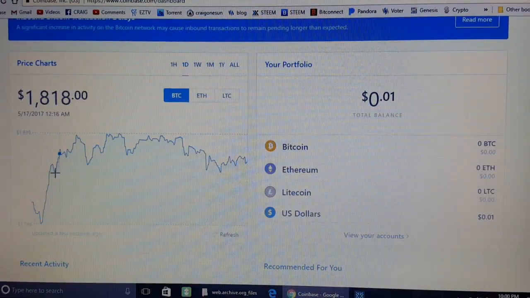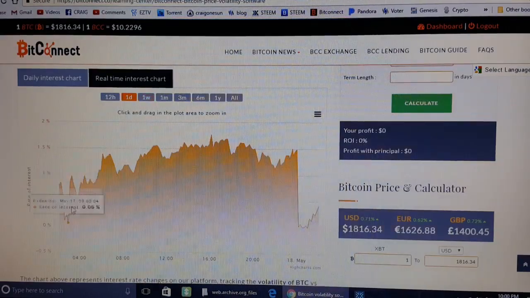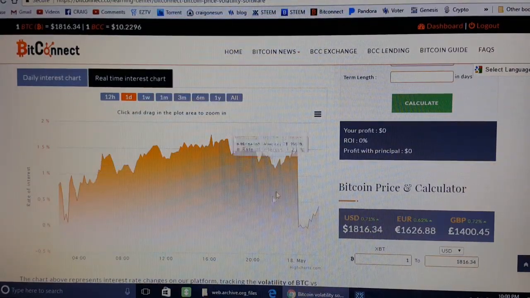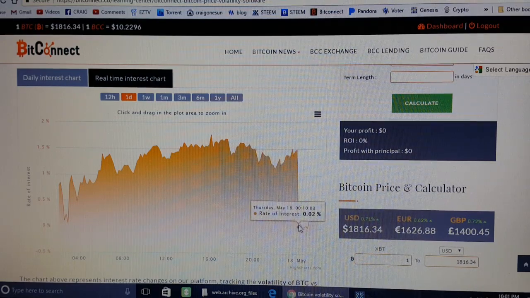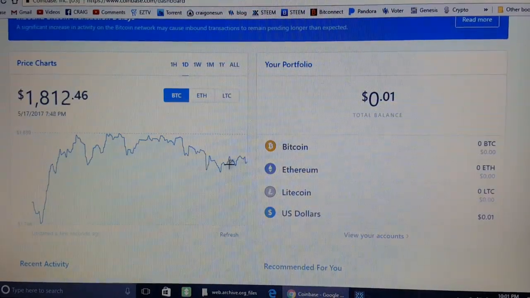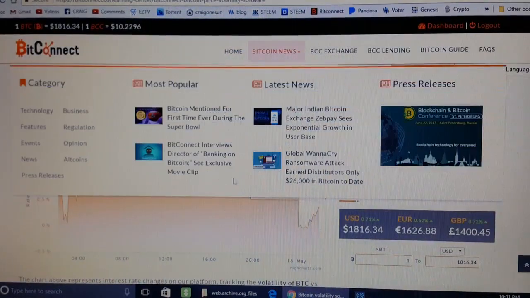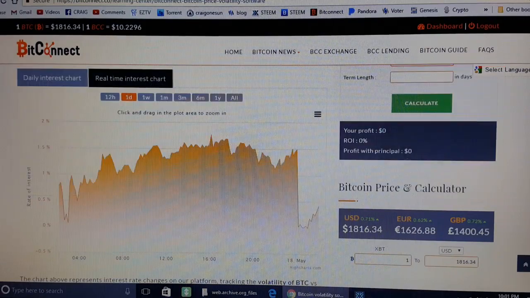So as you see, there's something going on over here, some kind of big rise or dip. And over here, you can see it. The bot earned something here. Something happened here. The bot did something. The interest went down right here. But on Coinbase, I'm not seeing anything. So now I'm dragging this out too long. I just never seen that before.